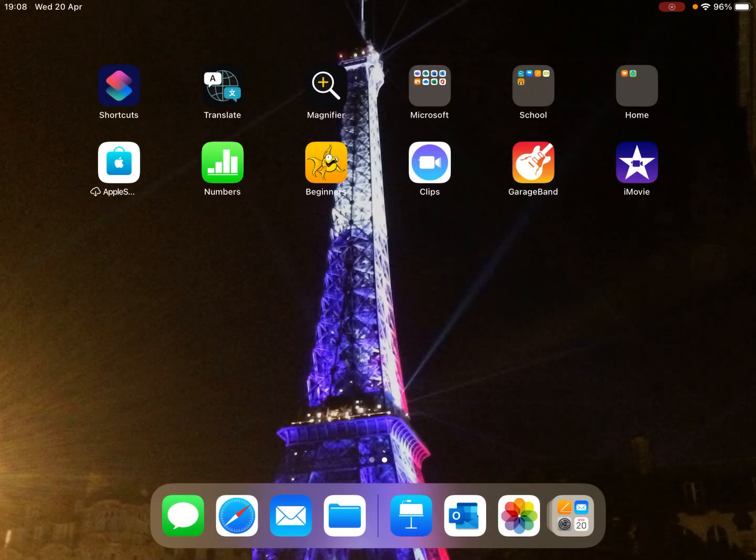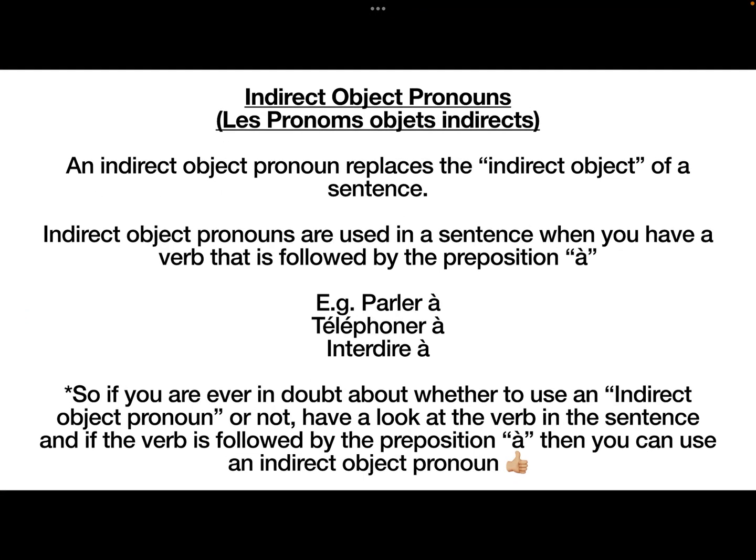Okay, salut. So now I'm going to move on with our learning about pronouns in French, and we're going to learn about indirect object pronouns. Again, these are very straightforward. An indirect object pronoun, les pronoms objets indirects, replaces the indirect object of a sentence. So they're not the main big part of the sentence, okay?